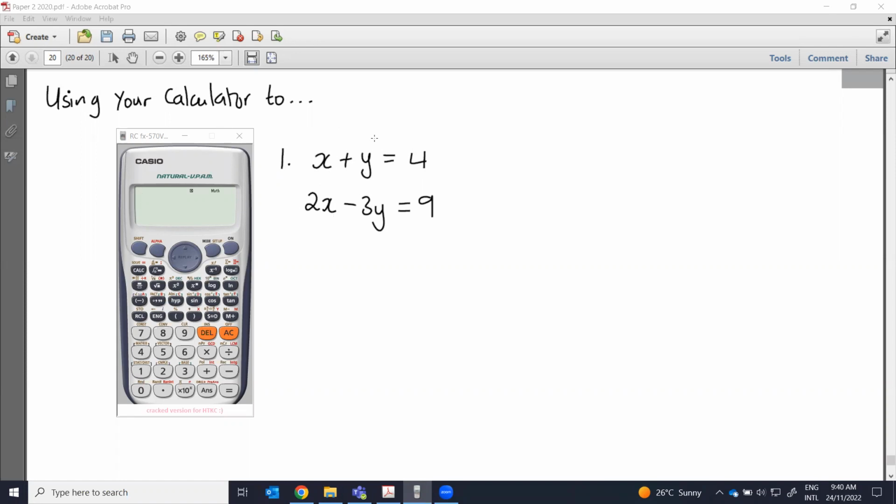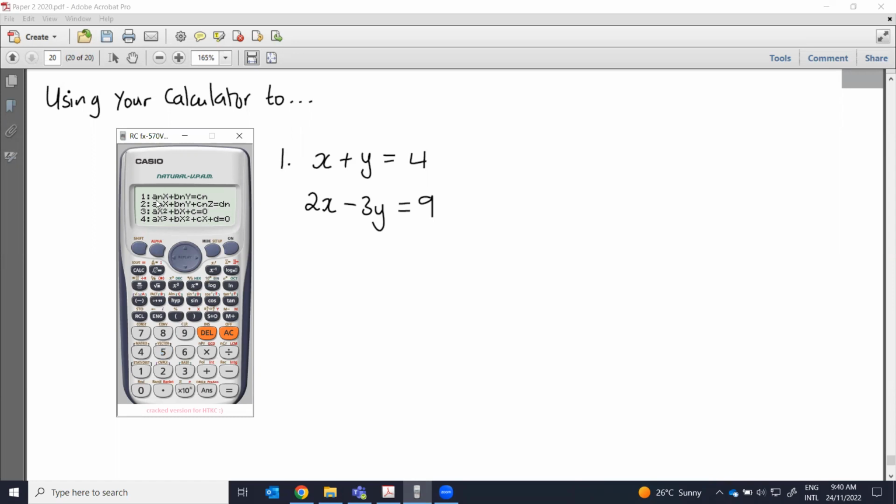And I'm sure you know how to solve these without a calculator, but using a calculator is a useful way of checking that what you have done is correct. So getting straight into it, on your calculator, if you have this Casio calculator, you go to mode, and then you go to number 5, equation.